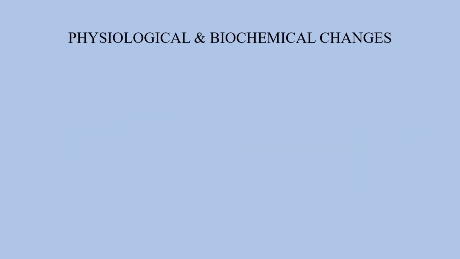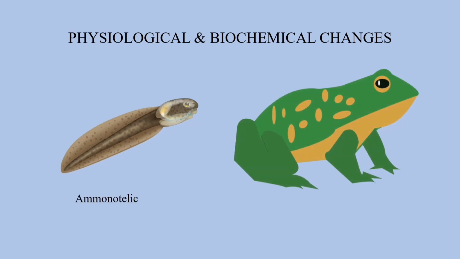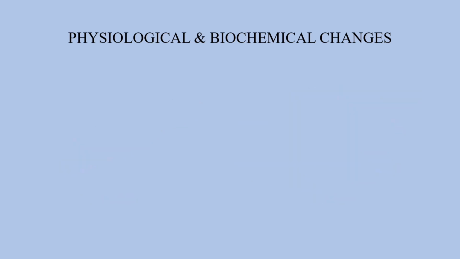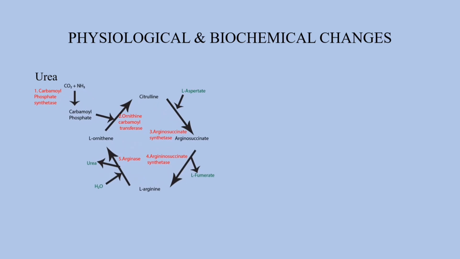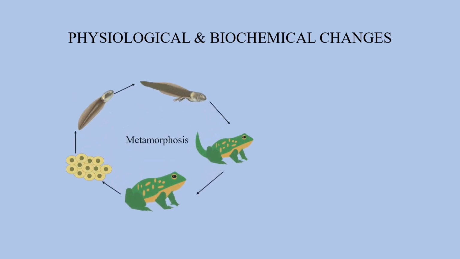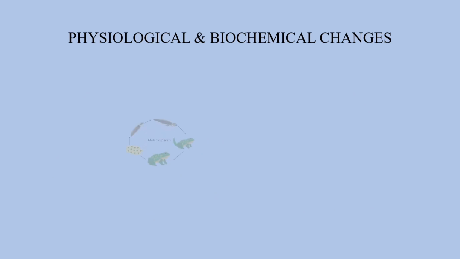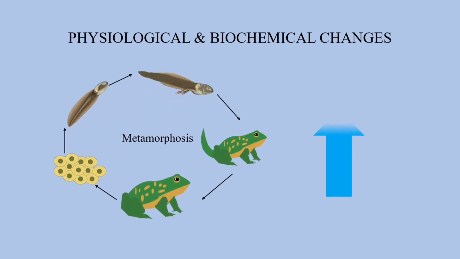Physiological and biochemical changes. The tadpole is ammonotelic and the adult frog is ureotelic. The urea is synthesized in a cyclic reaction called urea cycle. This cycle requires some enzymes. During metamorphosis, the quantity of these enzymes increases steadily. As metamorphosis proceeds, there is a steady increase in the amount of serum albumin in the blood. During metamorphosis, uptake of oxygen increases.